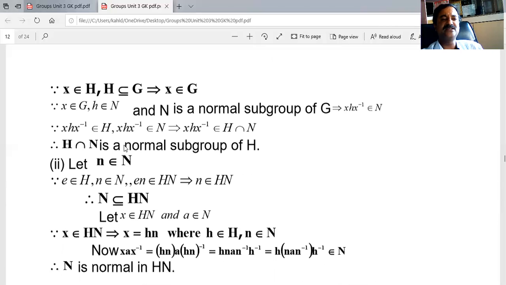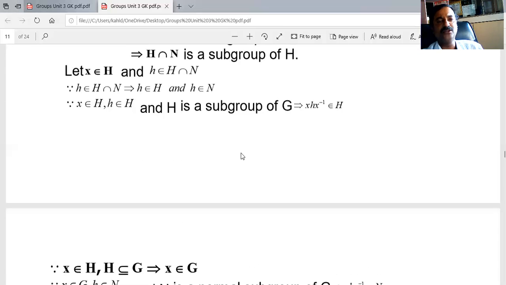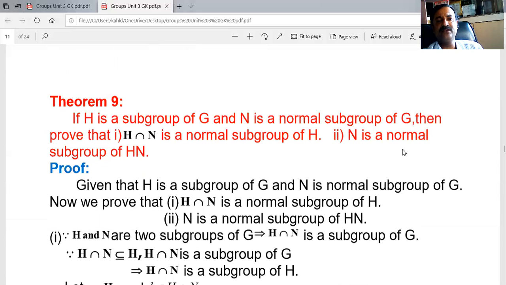Now xhx inverse belongs to H intersection N, which means H intersection N is normal, because it lies in H. That means H intersection N is a normal subgroup of H. The first condition is over. What about the next condition?